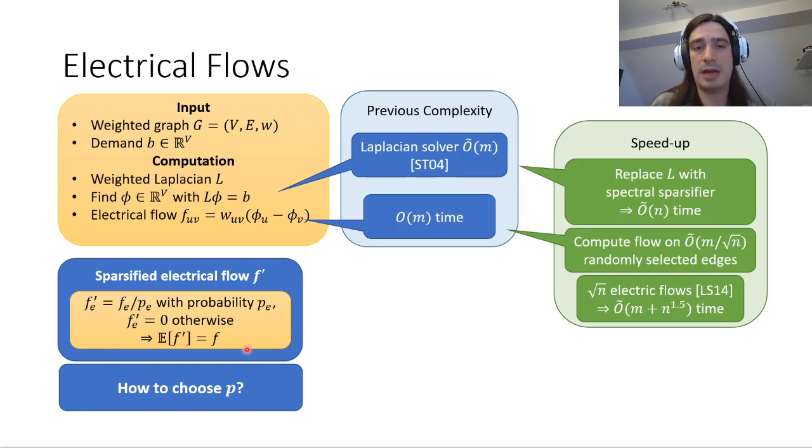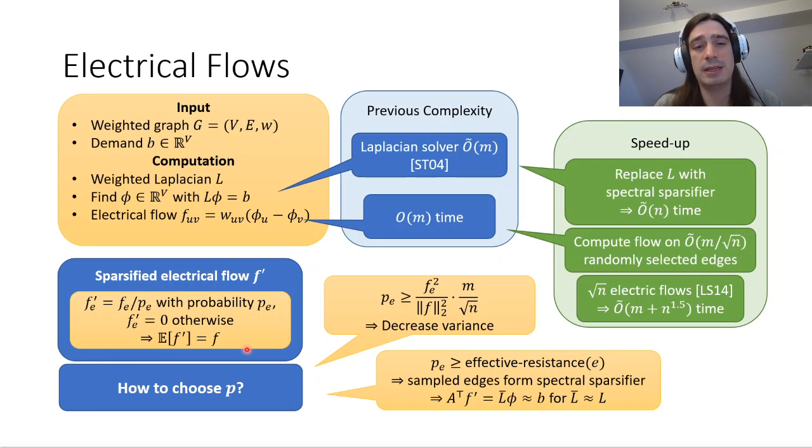But how should we choose the sampling probability p? So we need two properties. The first thing is, while the flow is still the same in expectation, it doesn't actually have to be close to the flow. But we want that this new sparse flow is still rather close, and it should be an approximation of the original flow that we had.